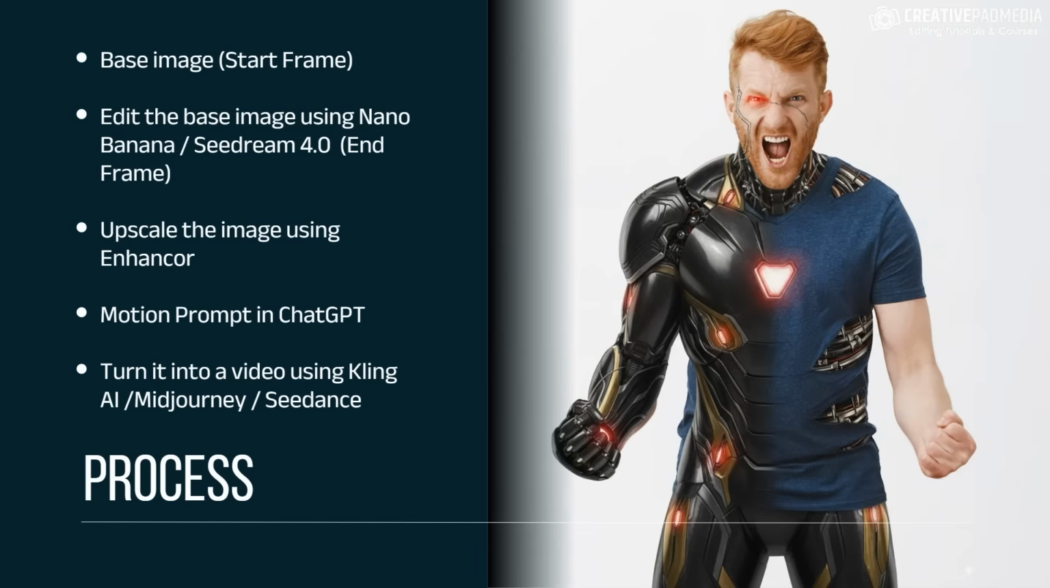To make the images look better, we're going to upscale them using Enhancer. Once we have everything ready, we get the motion prompt inside ChatGPT. Ultimately, we can use that in Kling. And also in some examples, we'll be seeing how to do that in Midjourney and Seedance just to see if they can do a better job than Kling. So let's start this process. For the first example, I'll show you everything in detail. And for the remaining examples, I'll just show you the frames, the prompts, and the results.